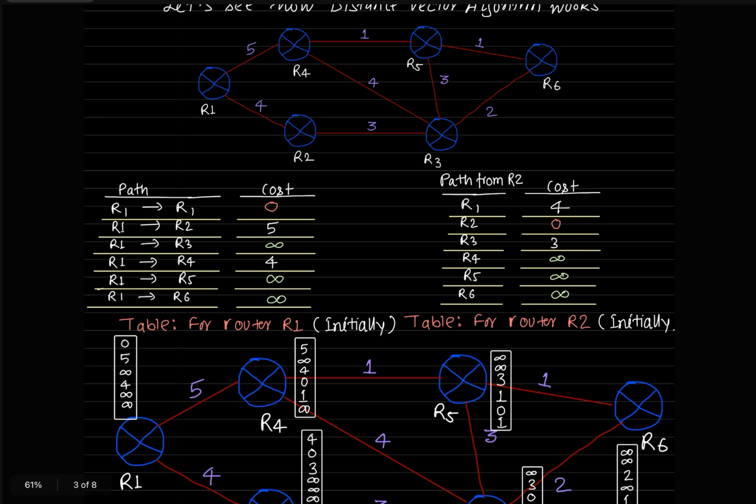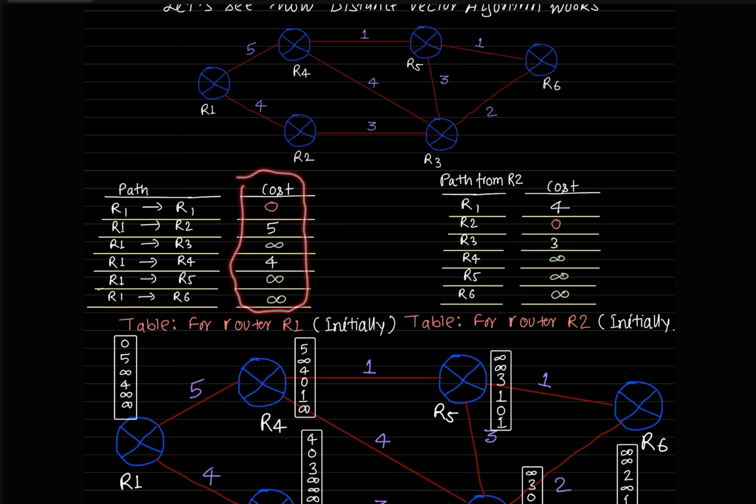So we have a network. In this network we have 6 routers. You can see here the 6 routers, and these routers are connected via links, and there are costs associated with each link. Initially each router has its own initial vector. What does an initial vector mean? Suppose corresponding to R1 we have this vector.